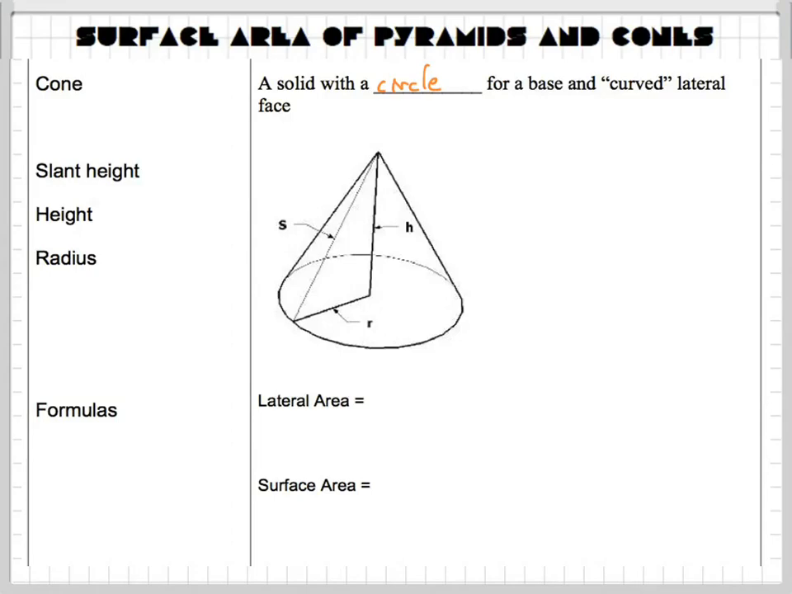Okay, lateral area. How do I find the lateral area of this guy? Well, remember before, for a pyramid, it was 1/2 perimeter times the slant height? Well, this is essentially the same thing, except it's not perimeter. What's it called? Yeah, so you'd write a C, yeah?